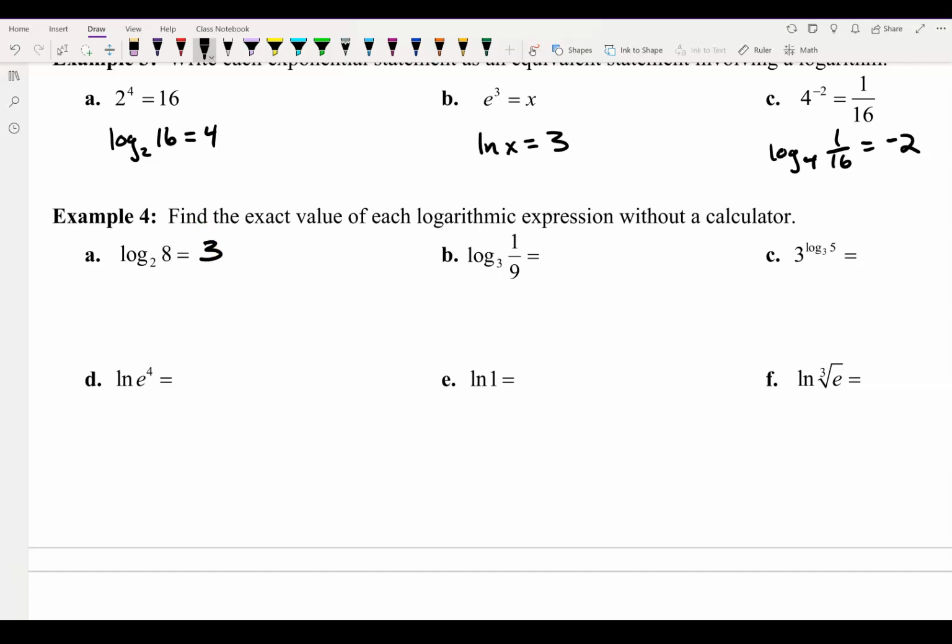Here we want to raise 3 to a certain power to get 1 over 9. Well, you know 1 over 9 is the same as 1 over 3 squared, which is the same as 3 to the negative 2 power. So that's what we have here.